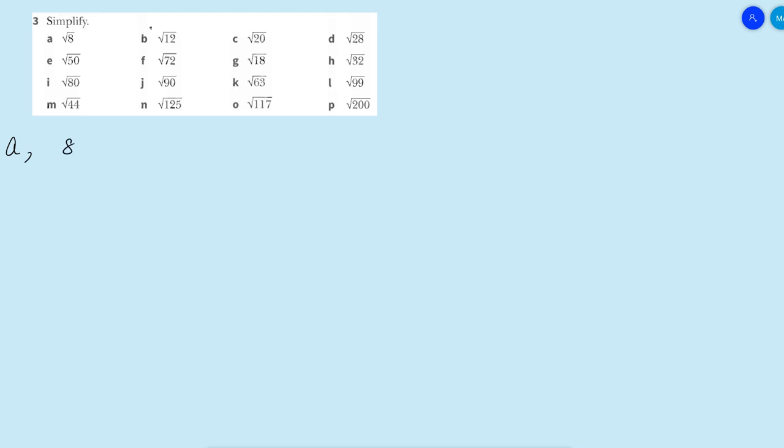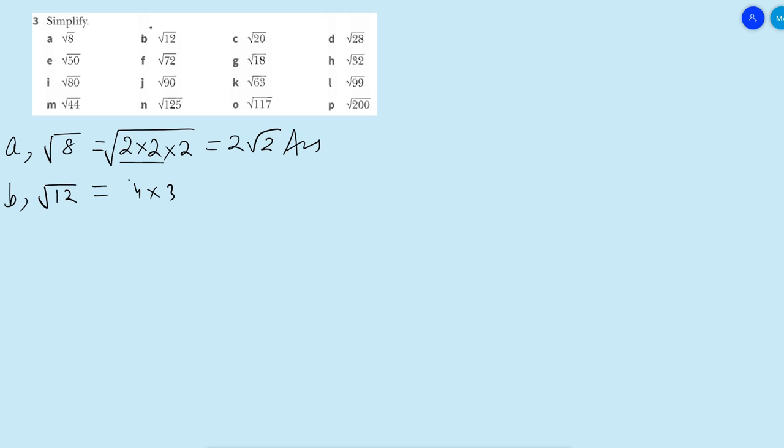Part A, root 8. Root 8 can be written as 2 into 2 into 2. 2 to the 4, root 4 is 2, and inside remains 2. This is our answer of part A, 2 root 2. Come to part B, root 12. 12 can be written as 4 into 3. And the square root of 4 is 2 and 3 remains 3. So 2 root 3 is the answer of part B.